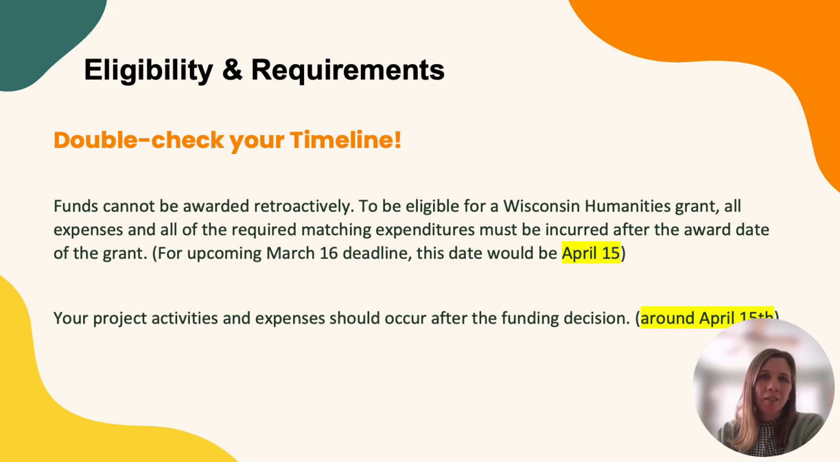So throughout your application, make sure you are talking about your expenditures and your matching expenditures as all being incurred after the award date. Funds cannot be awarded retroactively, so just make sure that when you're talking about activity regarding your budget and your matching expenditures, those funds are being incurred after the award date, which for this round would be after April 15th. So again, your project activities and expenses should occur after that date, after the funding decision, which is April 15th.